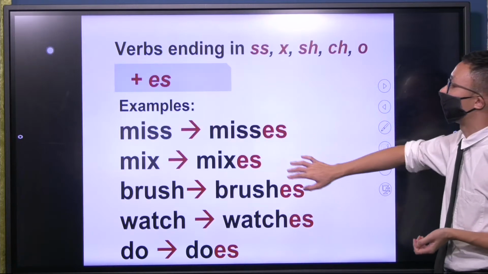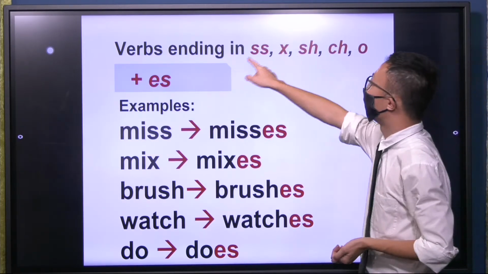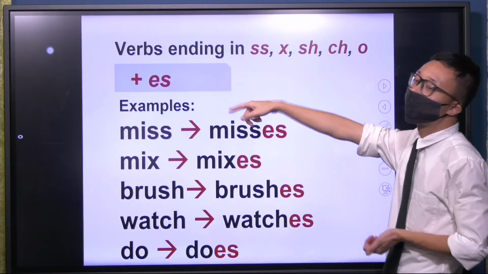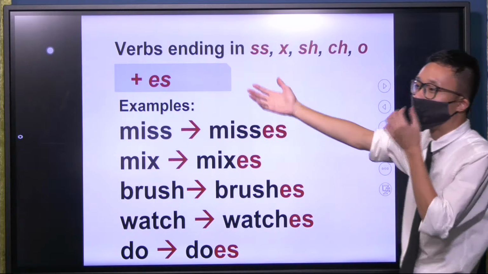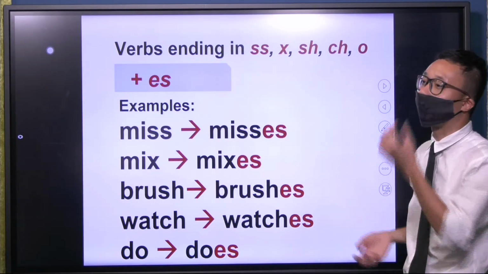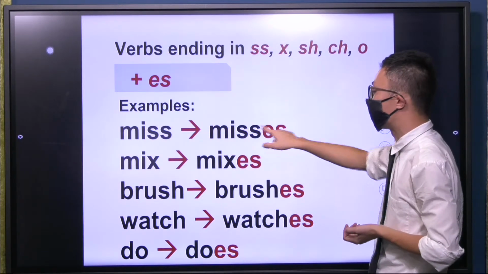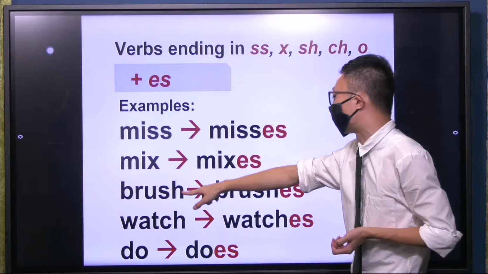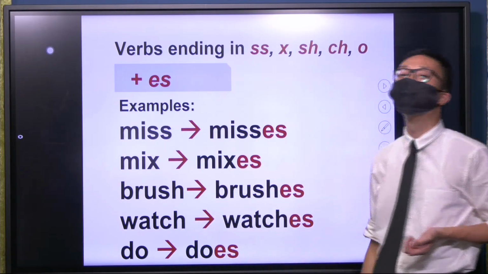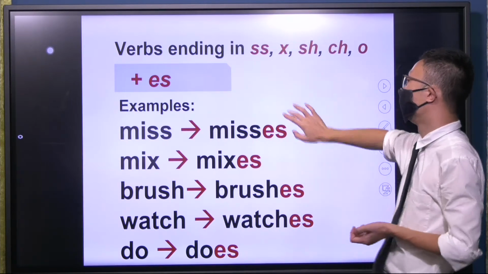And here are some irregular, random ones. Verbs ending in ss, x, sh, ch, o, e, and es. You don't have to memorize it by heart. When you see it and use it multiple times, you remember it. So like this one: miss, misses, mix, mixes, brush, brushes, watch, watches, do, does. All right. These are examples of the irregular ones, right?